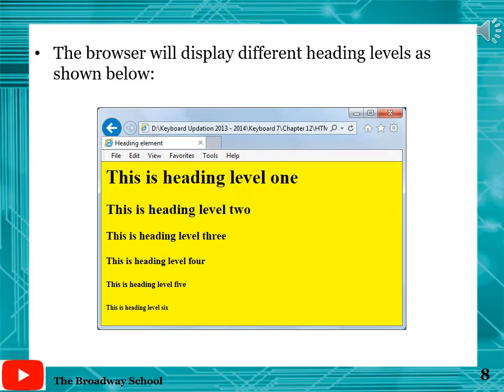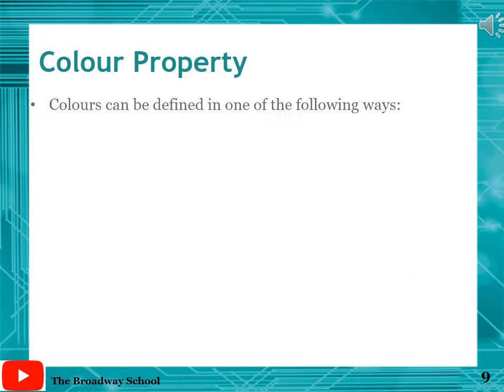Here you can see the result of the previous commands. The first one is heading 1, the biggest one, and the least one is at the end. This is heading level 6. So 6 is the smallest one and 1 is the biggest one.